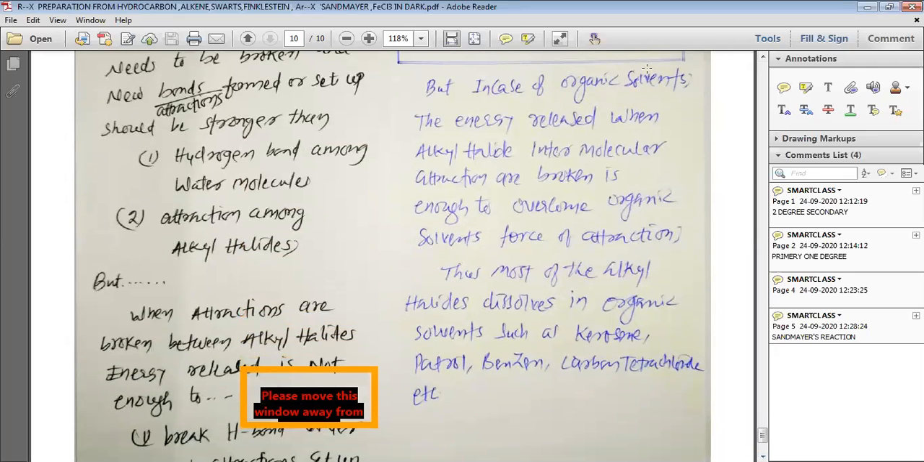But now we'll think of organic solvents, not water, which are non-polar solvents. In the case of organic solvents, the energy released when alkyl halide intermolecular attractions are broken is enough to overcome the organic solvent's force of attraction, and that is why most alkyl halides dissolve in organic solvents such as kerosene, petrol, benzene, carbon tetrachloride, etc.